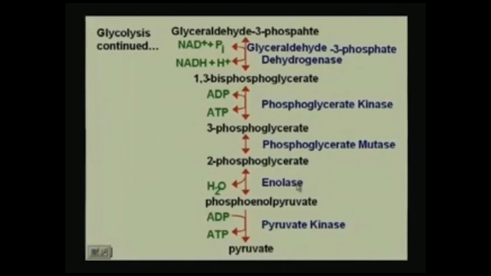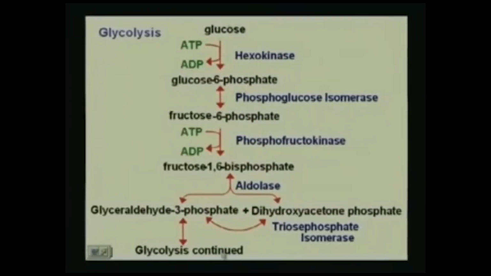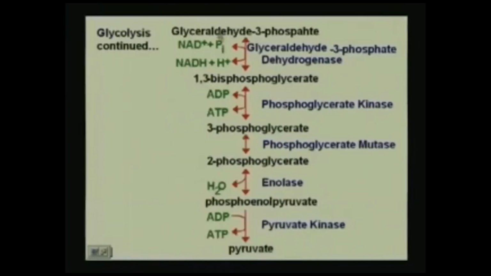Then another enzyme that helps in the dehydration is enolase that results in phosphoenol pyruvate. So after phosphoenol pyruvate, you have the enolic form of pyruvic acid, which then forms pyruvate after the loss of the phosphate. And who takes up this phosphate? ADP. Okay, so that comprises the whole series of steps where glucose is broken down into pyruvate.